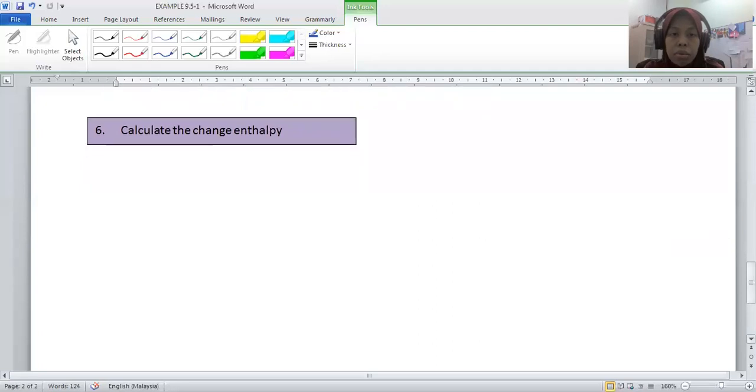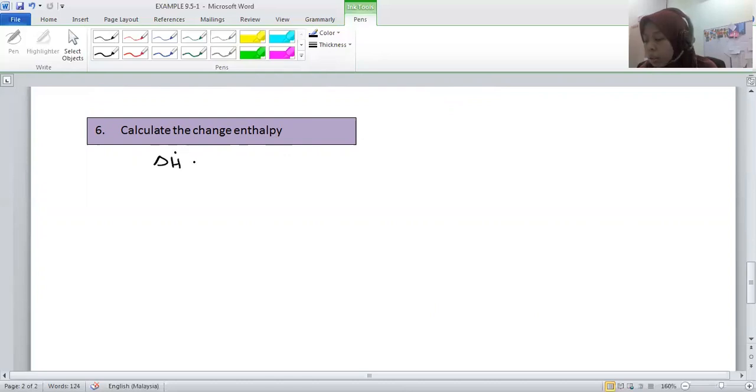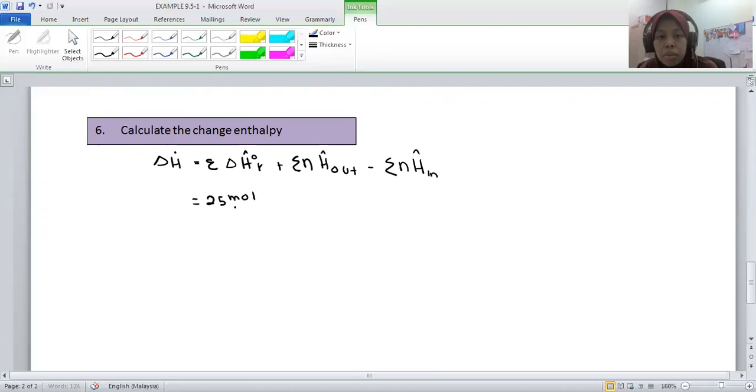So we know the change of enthalpy. I just straightforwardly write the equation: xi times the standard heat of reaction, times the summation of n and H out, minus the summation of n and H in. The extent of reaction you already calculated in the material balance calculation, 25 mole per second. And the standard enthalpy of reaction is given in the question, negative 904.7 kilojoule per mole.